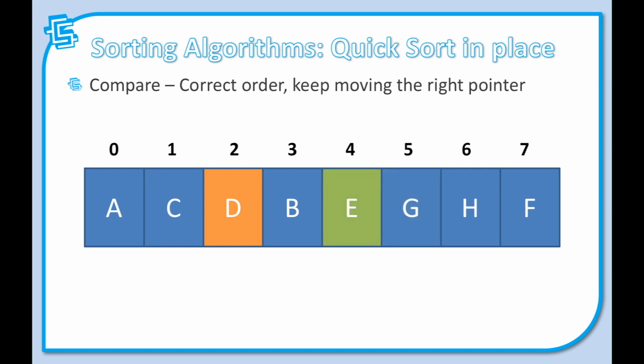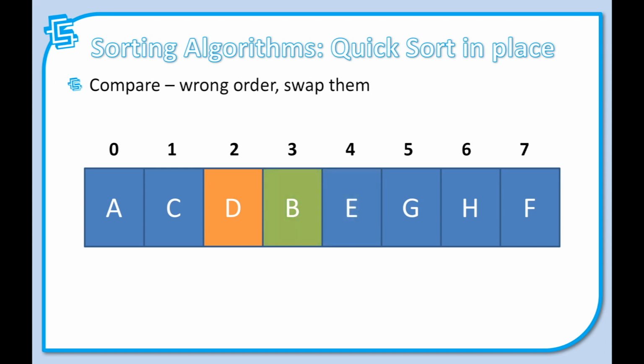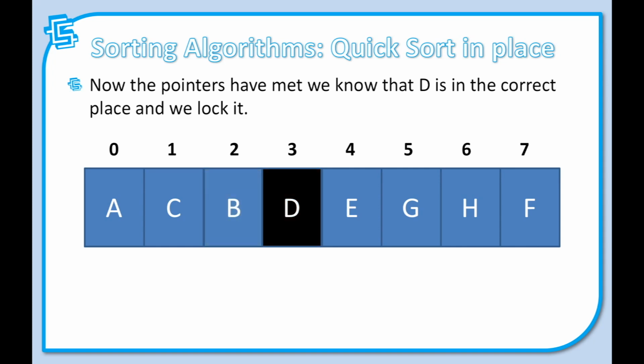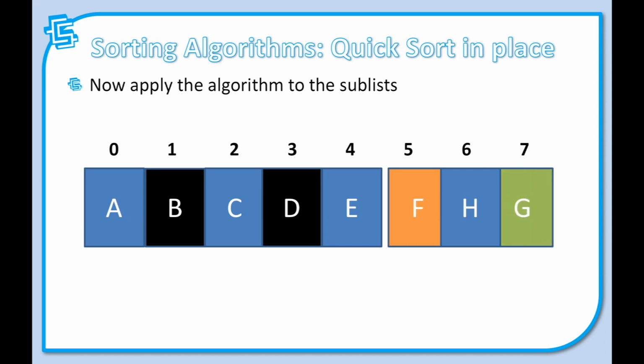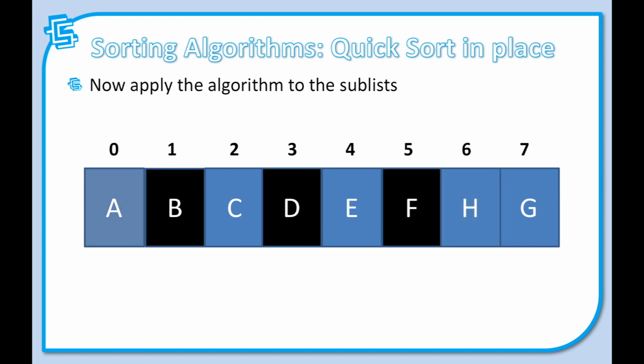At the point where the two pointers meet, the orange pointer locks into position because that is correct. Then we can do the same thing using two pointers with both sublists. So in this case, A and B don't need to move. Green moves 1, C and B need to move, and the orange pointer locks into place. Do the same with the right sublist. E and F are fine, move it 1, G and F swap, move the green one in, F and H are fine, so we lock the orange pointer.